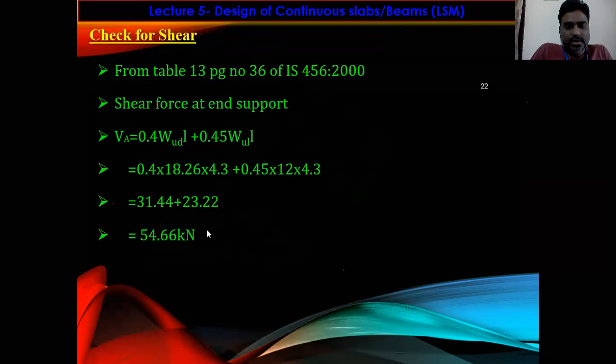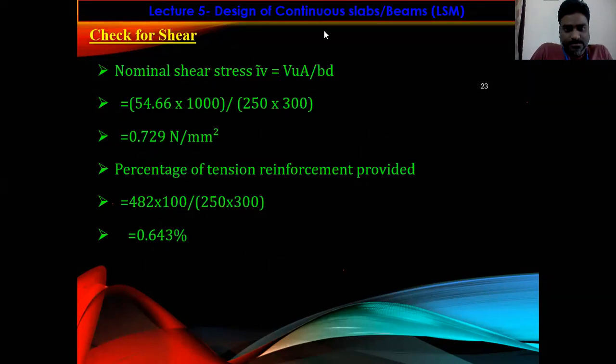And the nominal shear stress, that is Vu by bd. What is Vu by bd? So the nominal shear stress at the end support, that is at A, is Vu by bd. So that we get as 0.729 Newton per mm square. As per IS 456:2000, nominal shear stress should be calculated from this formula. Right? So this is 0.729 Newton per mm square.